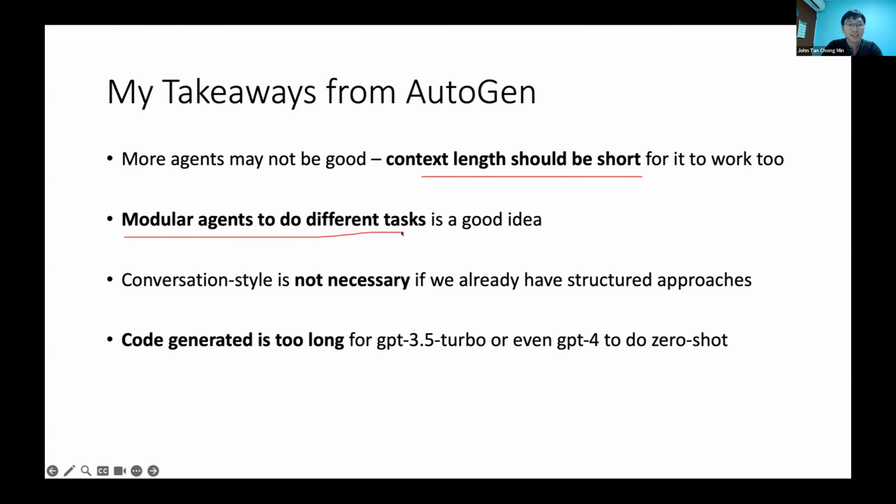Modular agents to do different tasks is a good idea, and that's because we reduce the context length. And also, fewer tools equals more accurate retrieval, more accurate tool use, right? So as far as possible, try to modularize your system. Conversation style is not necessary. If you have fixed templates, fixed structures, that is greater than LLM-based.